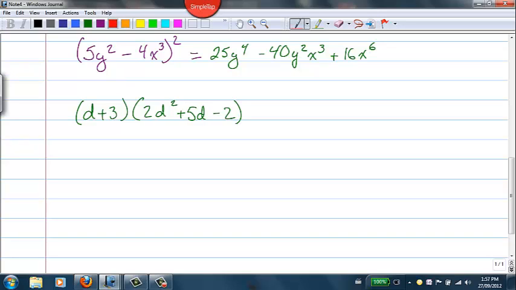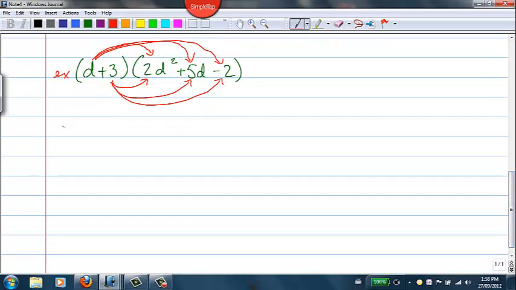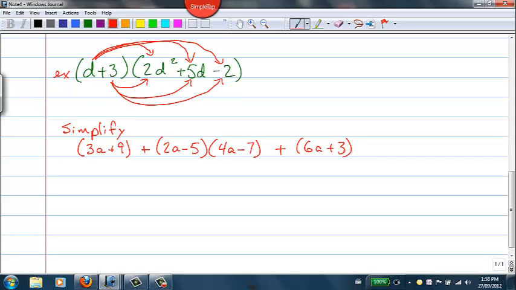So here we've got a binomial times a trinomial. Okay, same idea. The distributive property says we take d and multiply it by every term in the trinomial, and 3 and multiply it by every term in the trinomial. Okay, I don't think I bothered doing that one in class, just explaining. So then we did a few more complicated ones, and this seemed to catch you a little bit off guard.